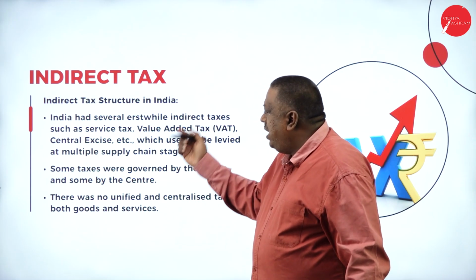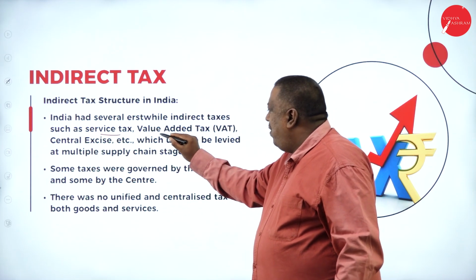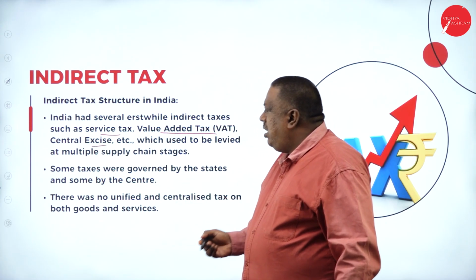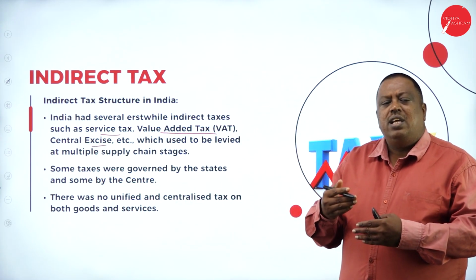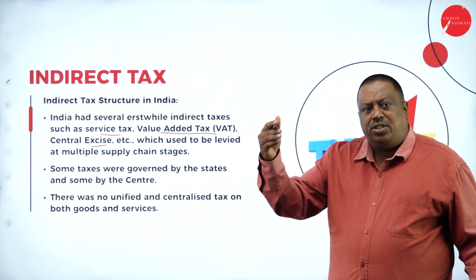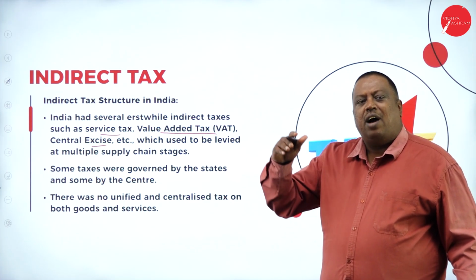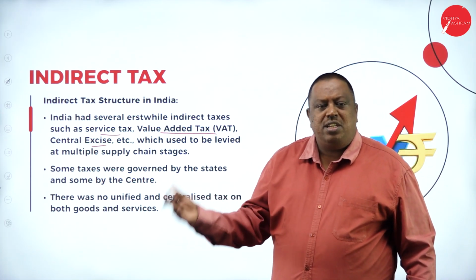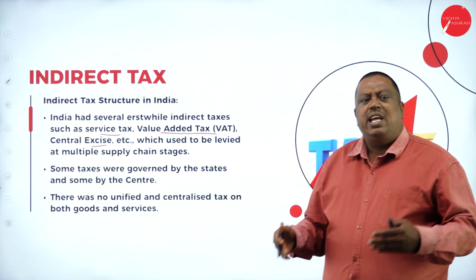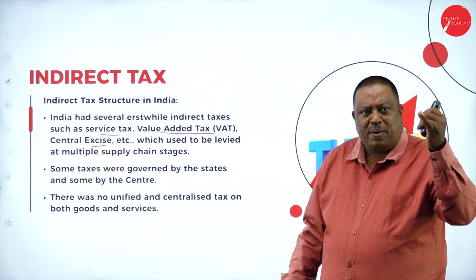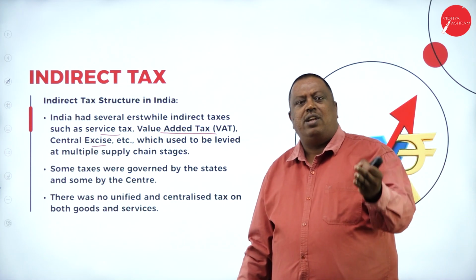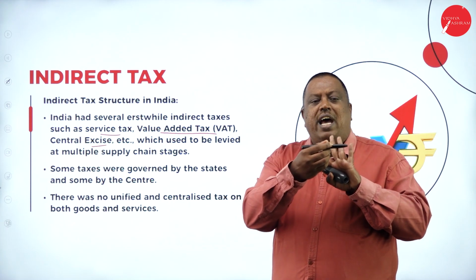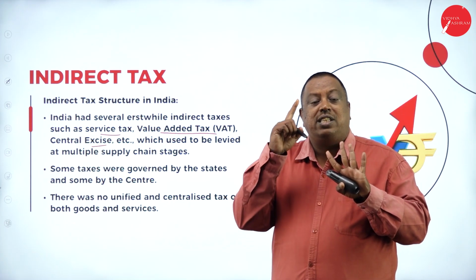Earlier, we had service tax, value-added tax and central excise duty, and these were the taxes levied on the chain of supply. If I purchase the raw material, I have to pay the tax. After purchasing, when I'm selling the goods, I have to pay the tax. I have to pay at every level. The manufacturer was paying tax, the wholesaler was paying tax, the retailer was paying tax, and the consumer. For one product, earlier at 4 different levels, the tax was levied for the same product.